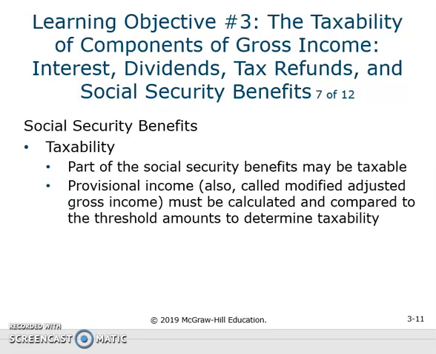Social Security benefits can also be taxable. This mostly depends on the taxpayer's provisional income, which is also called the modified adjusted gross income. So we would need to calculate provisional income first and then compare it to the IRS published threshold amounts to determine if any of the Social Security benefits would be taxable.